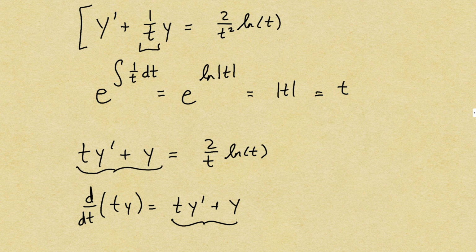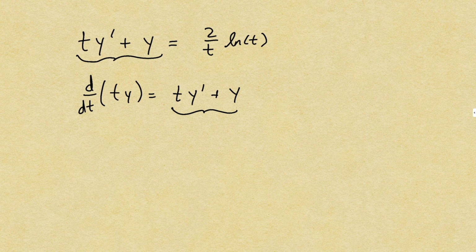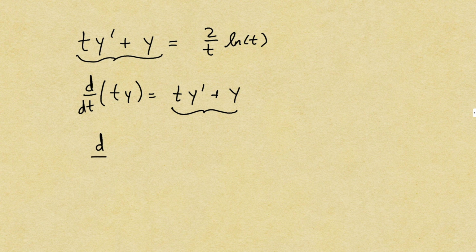And now we notice that this is exactly the same as this. And for integrating factors, this will always be true for linear ODEs, first order. So therefore, this whole thing can be replaced by this. So let's go ahead and do that. So the left-hand side just becomes this total derivative of ty, equal to 2 over t log of t.